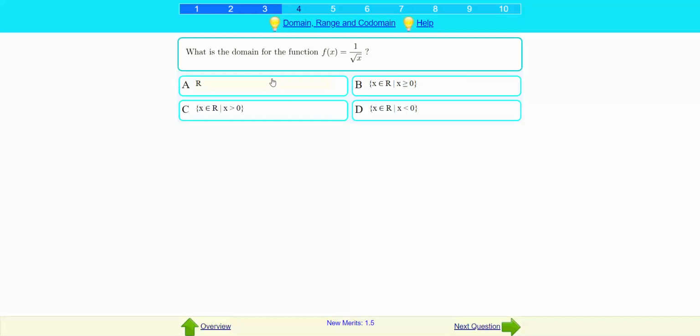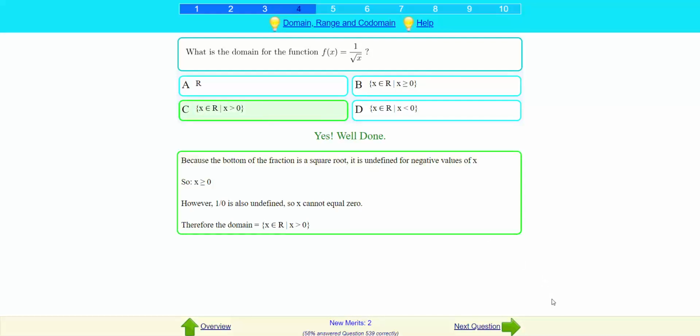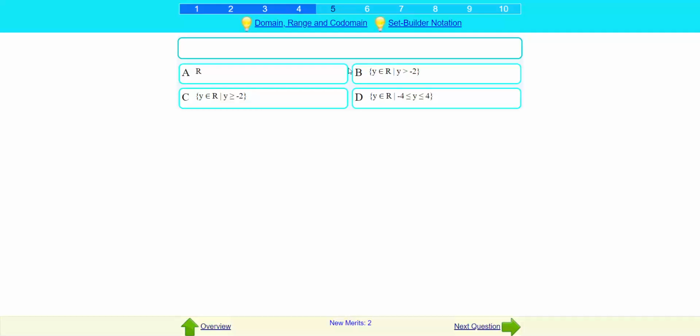What is the domain for the function f of x equals 1 over the square root of x? So it has to be greater than 0, that's for sure. So x belongs to real numbers where x is greater than 0. Not equal to; that doesn't make sense.